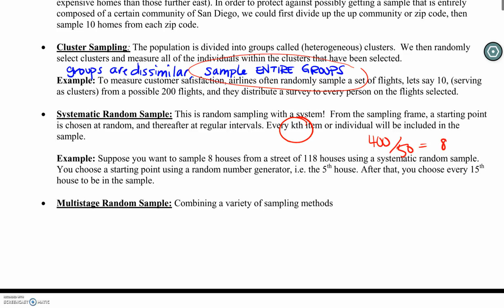So, for example, if there were 400 people and you wanted a sample of, say, 50, you would need to choose every 8th person. So keep that in mind when you're creating a systematic sample.